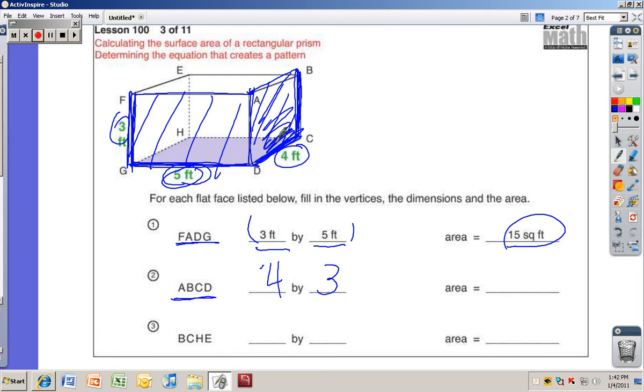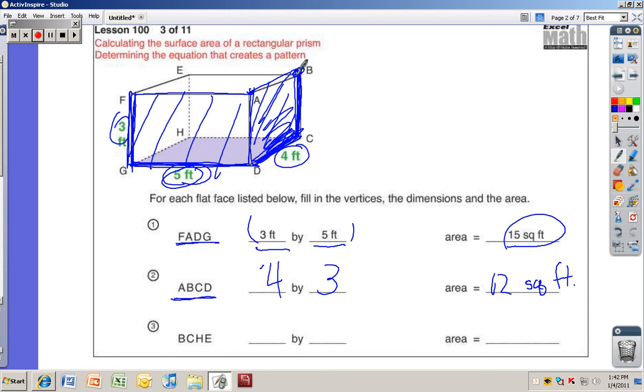So what's the area of that rectangle, Emma? She's chewing. What's the area? It's this one here is 4 feet by 3 feet, right? 12. 12 what? 12 square feet. Square feet, good. It's 12 square feet. Now we've got one more rectangle to go, and that's BCHE.